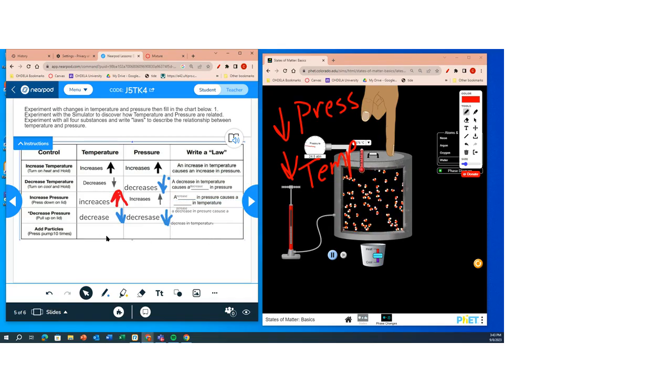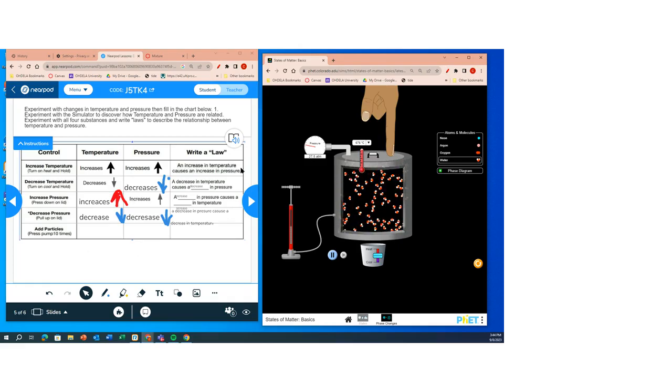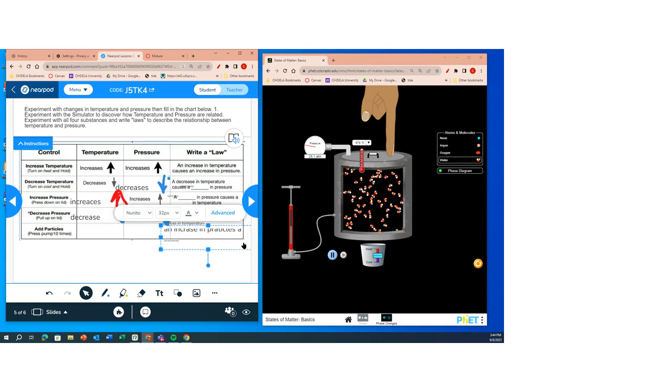So your goal is to answer this last one by taking 10 particles to 10 pumps. So adding more particles, and I'll help you out with this one. Adding more particles, I'll put down in this particular one. Right, so this is going to start out like an increase in particles causes a blank in temperature.